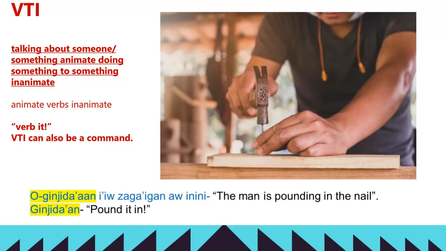A VTI is somebody doing something to something, such as Oginjadaan iwazagaigan awanini, the man is pounding in the nail. A VTI can also be a command. Ginjidaan, pound it in.